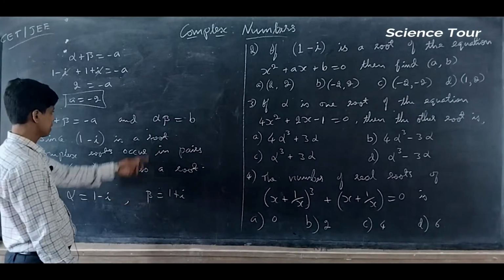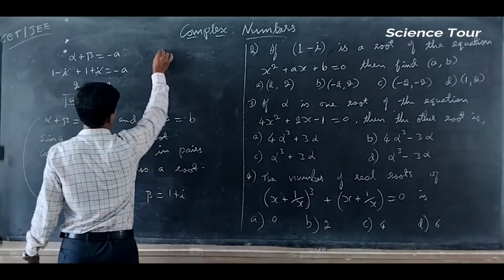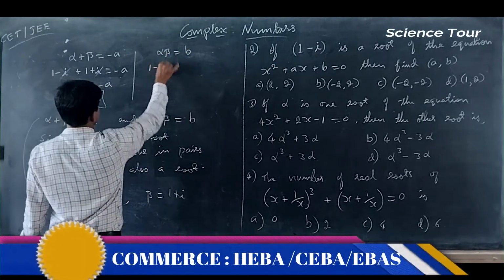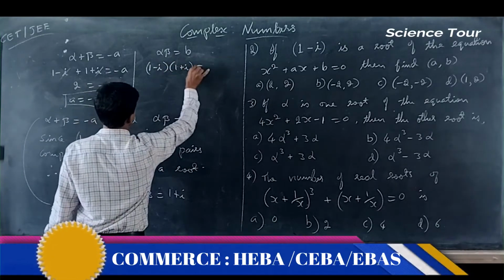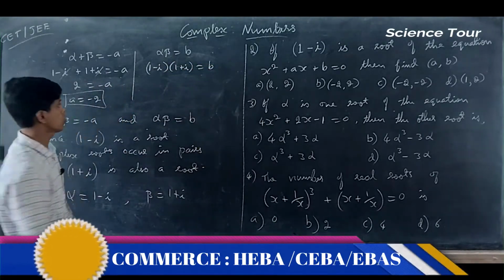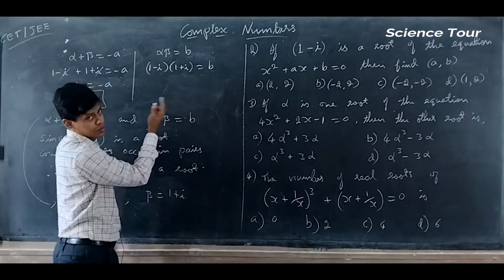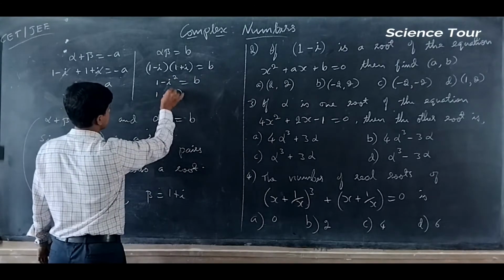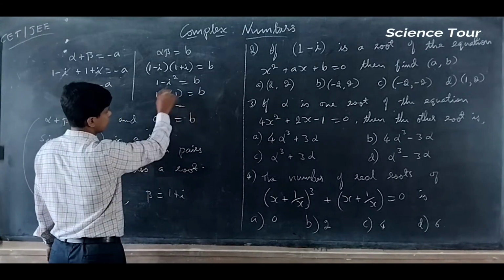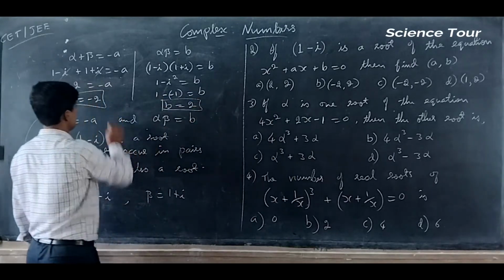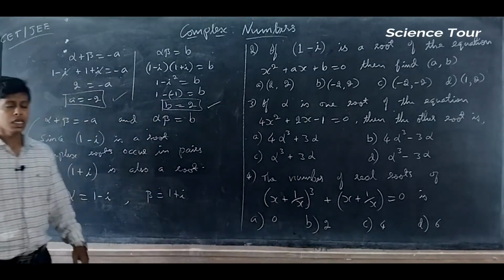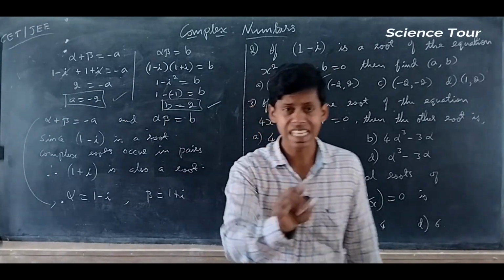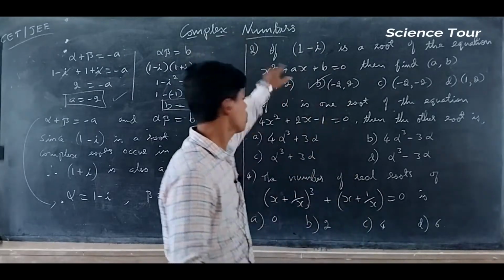Correct? Next, what is alpha beta? So alpha beta is equal to B. Alpha is 1 minus i into 1 plus i. Well, so I just have to multiply a plus b into a minus b, therefore a square minus b square. So that is like 1 plus 1, which is 2, right? Therefore A comma B is minus 2 comma 2. So minus 2 comma 2 is option B, and that's your answer for the second question.